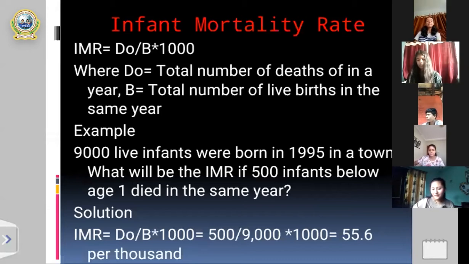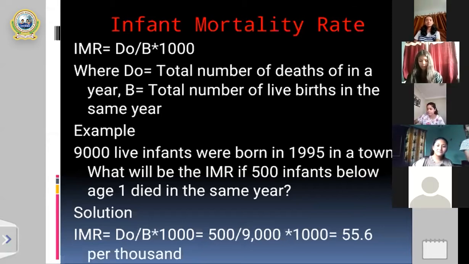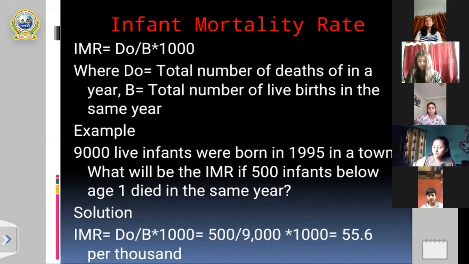So my dear students, once again, you can see in the slide, this infant mortality rate is a little bit different from the other measurements. IMR equals, once again, total deaths under the age of 1 divided by total number of births in the same year, multiplied by 1000 to calculate IMR, or infant mortality rate. Okay, my dear students, after the formula, there is one example to calculate the infant mortality rate.